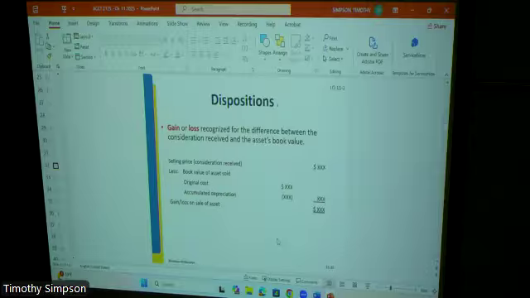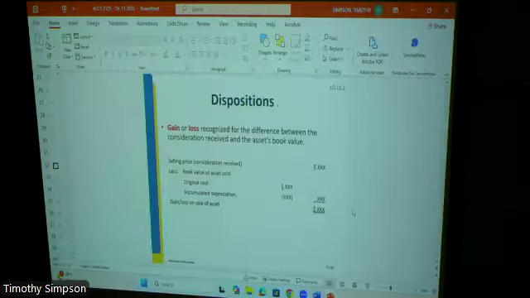So in this case, we have a gain or loss that recognizes the difference between the consideration received, i.e. the fair value, and the asset's book value. So in this case, we have generic numbers: sales price, whatever it is, minus the original cost, minus accumulated depreciation, gives us the net amount. So the difference between the sales price and the net amount of that asset gives us a gain or loss.